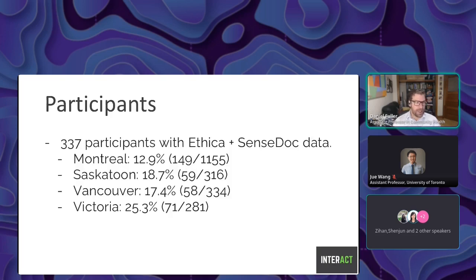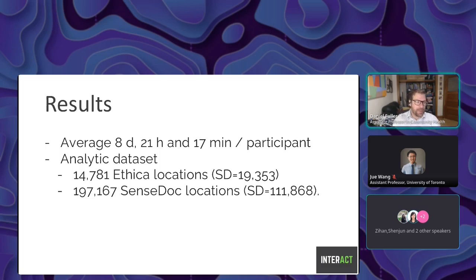In terms of participants, we had 337 participants with both Ethica data and SenseDoc data for the same time period. For Montreal, we had 149, Saskatoon 59, Vancouver 58, and Victoria 71. On average, we had 8 days and 21 hours, almost 9 days, of GPS and accelerometer data for the participants. In the total analytic data set for Ethica, we had about 15,000 location points per participant. And for SenseDoc, the dedicated GPS device, we had just under 200,000 location points per participant.